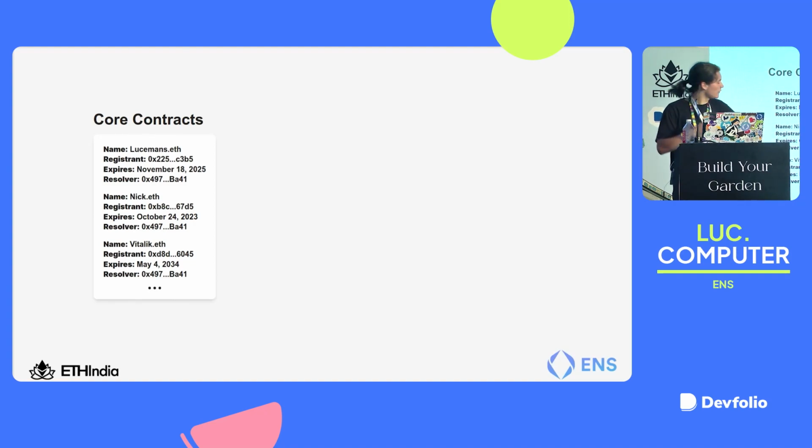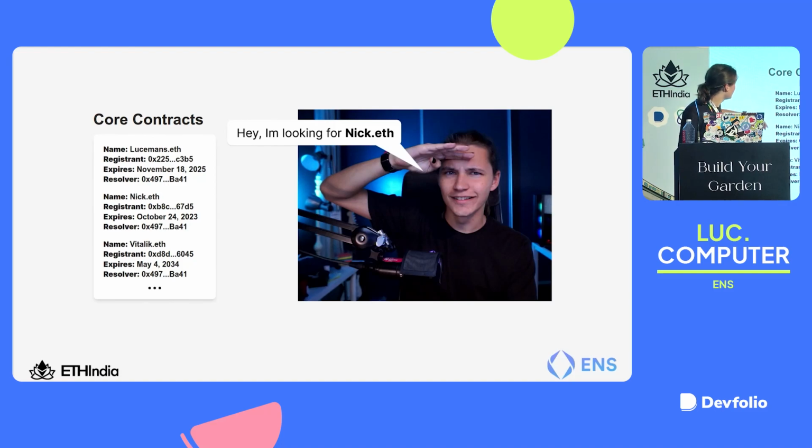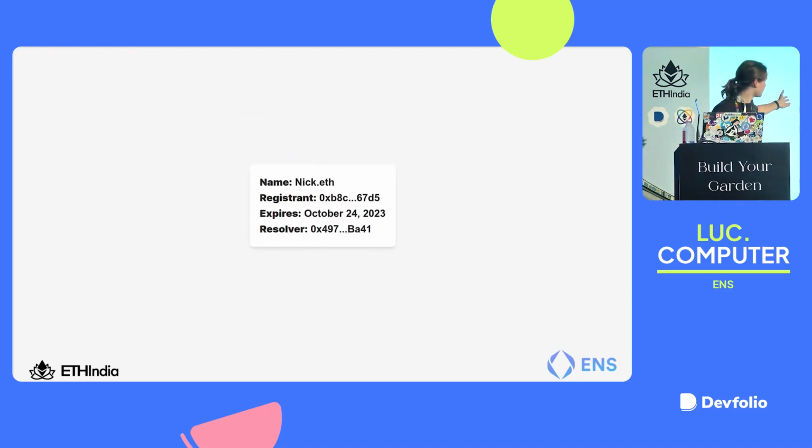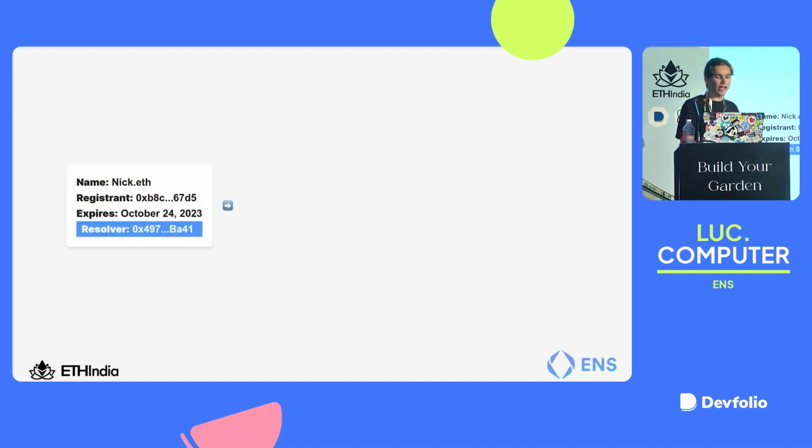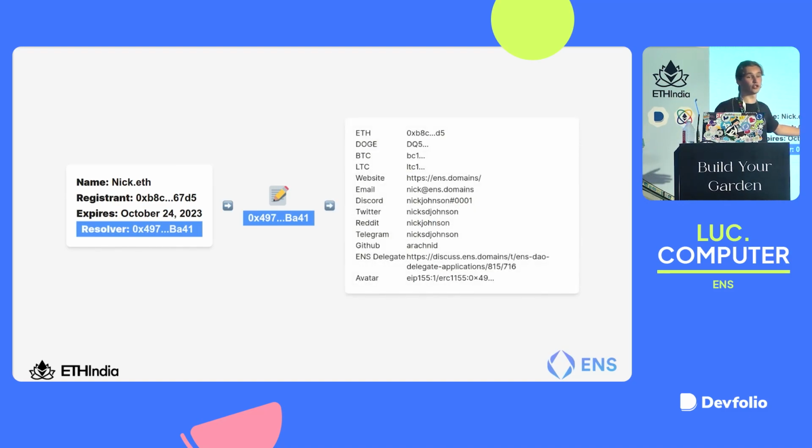So when you have your library and your front end and your app is like, hey, I want to invite Nick to a tic-tac-toe game. I'm looking for Nick.eth. It'll go over there. It'll grab this Nick.eth from the list. And right there we go. Nick.eth registrant, expires and resolver. It'll look at the resolver, and it will reach out to that smart contract. So this is the public resolver smart contract. And that smart contract will simply return all the information aforementioned. So we now have all of our information stored in that smart contract.